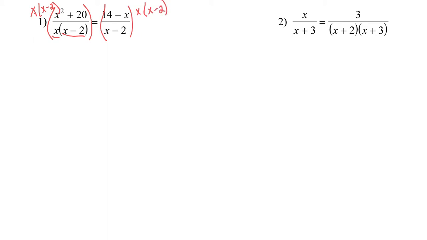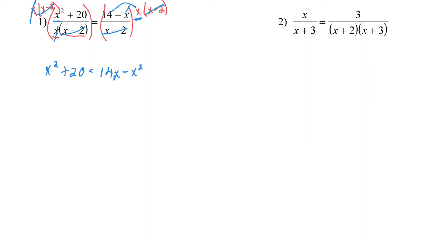Then you look at what's going to cancel out, and if anything cancels out, cancel it. If it doesn't, then you'll multiply it in. So the x here will cancel with the x there, the x minus 2 with the x minus 2. So that's just going to leave the x squared plus 20 to drop down. And then on the other side, the x minus 2 cancels with the x minus 2, leaving this x. So that x has to distribute. So I'm going to have 14x minus x squared.